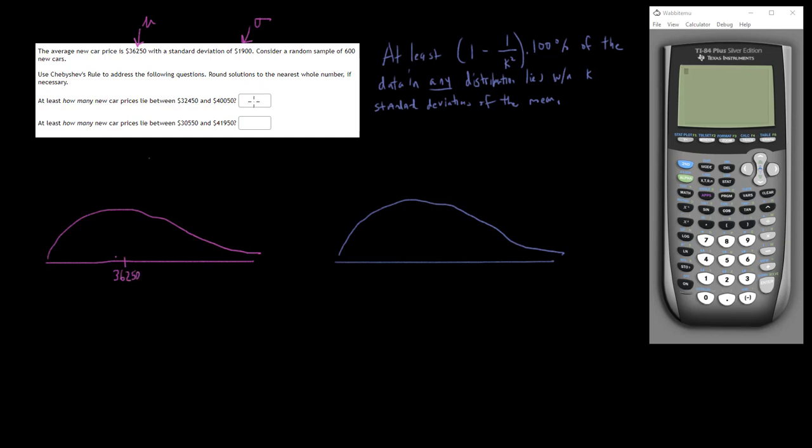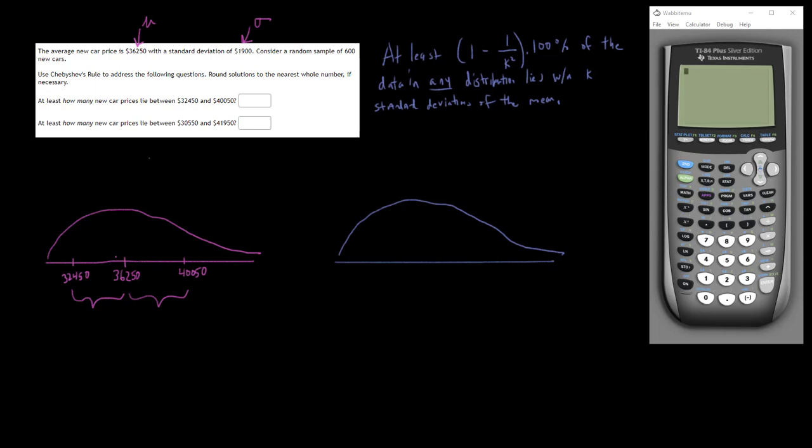And so for the first question, we plot the upper bound of the region in question. It's $40,050, so it's somewhere over here to the right. It's obviously the bigger number. And then we plot the lower value, which is 32,450. It's over here to the left. And the idea is to figure out how many standard deviations is that distance. It should be the same either way. When I wrote these problems, I made them symmetrical like that.